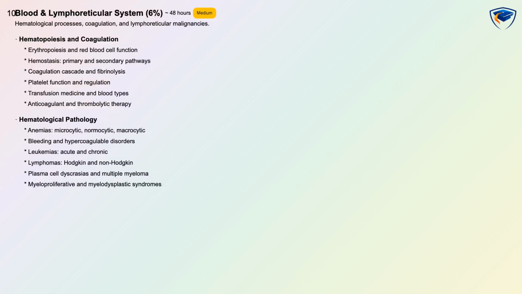Blood and lymphoreticular system is 6%, medium difficulty, and estimates 48 hours of study with scenario-based questions. This domain covers hematopoiesis, coagulation, platelet function, and lymphoreticular malignancies. Expect to master erythropoiesis, the coagulation cascade and fibrinolysis, transfusion medicine, anemias of all types, bleeding and hypercoagulable disorders, leukemias, lymphomas, multiple myeloma, and myeloproliferative syndromes.